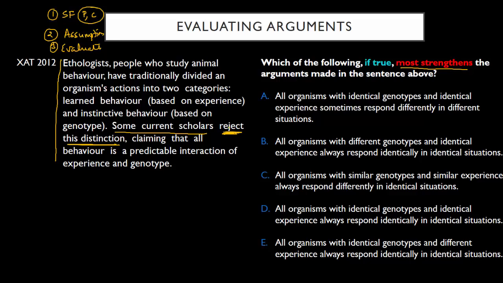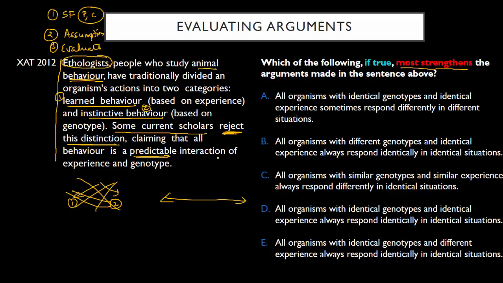So what is being rejected? We have ethologists talking about animal behavior, and they have divided it into two categories. Learned behavior is one and instinctive behavior is two. So there are two kinds of behavior. That is what ethology says. Current scholars are saying there is no such thing. Every behavior is predictable, and is based on experience and genotype. Experience and genotype is what determines the animal behavior. That's what the argument is.